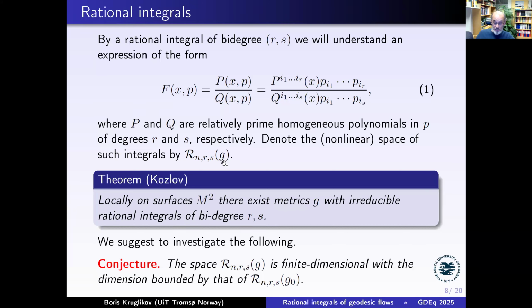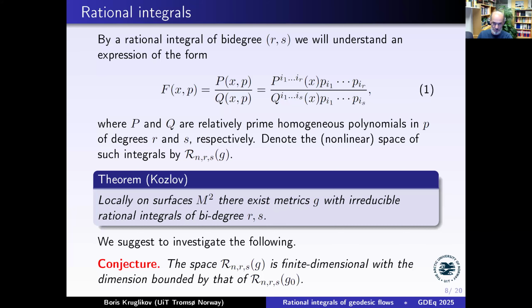This space is no longer linear. Okay, so that's certain, we hope meaningful, but we'll discuss. So, first theorem, also by Kozlov, so that actually locally there are such things. We can always find a metric so that there will be rational integrals of bidegree (r, s), which are also irreducible. And now we have to actually specify what irreducible means.